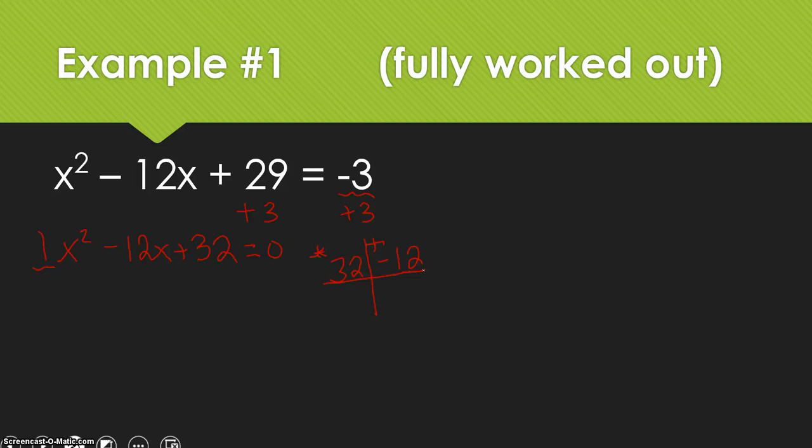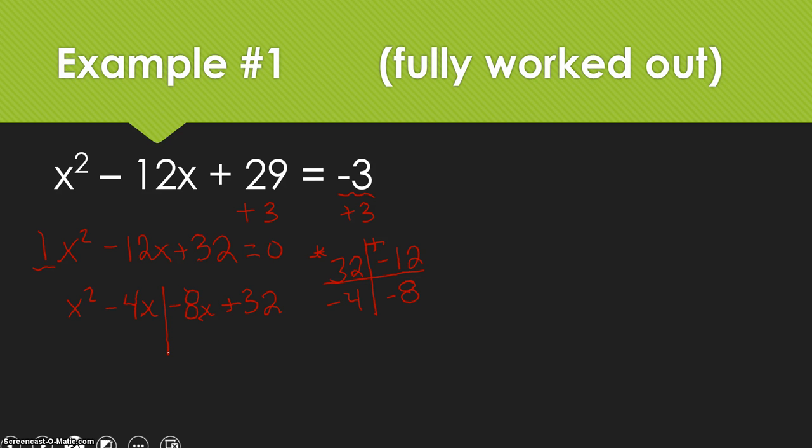4 and 8. Well, 4 and 8 make positive 12. So now I need a -4 and a -8. This gives me -12, and when I multiply it together, I get a positive 32. So now I have x squared minus 4x minus 8x plus 32. And I can split it in half and factor by grouping.